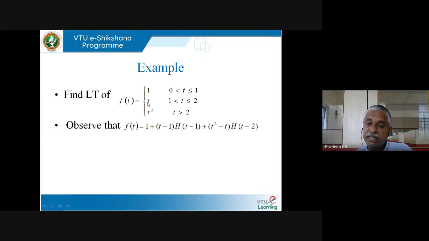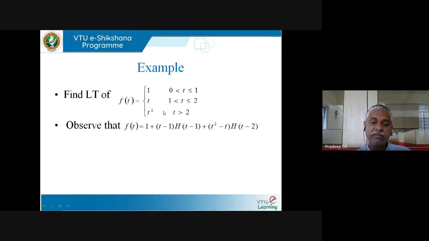And if t is greater than 2, it's definitely greater than 1 also. So u(t minus 1) is 1 and u(t minus 2) is also 1 because t is greater than 2. Both these are 1, so I get 1 plus t minus 1, where the 1 will get cancelled, and I get only t. Then t plus t square minus t, the t will get cancelled and I'm left with t square. That's what I get.